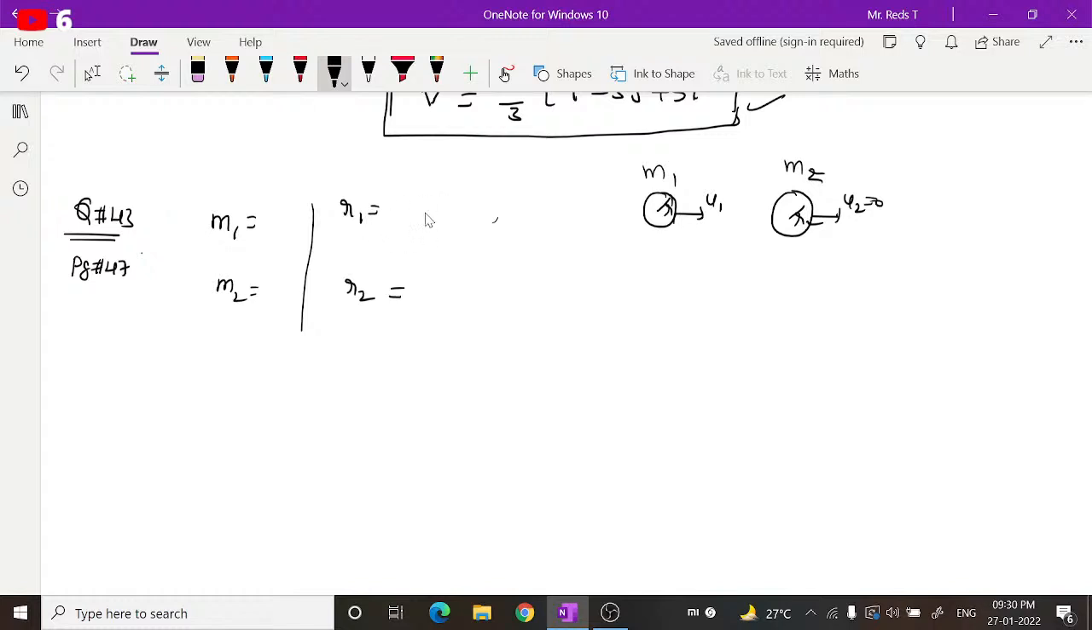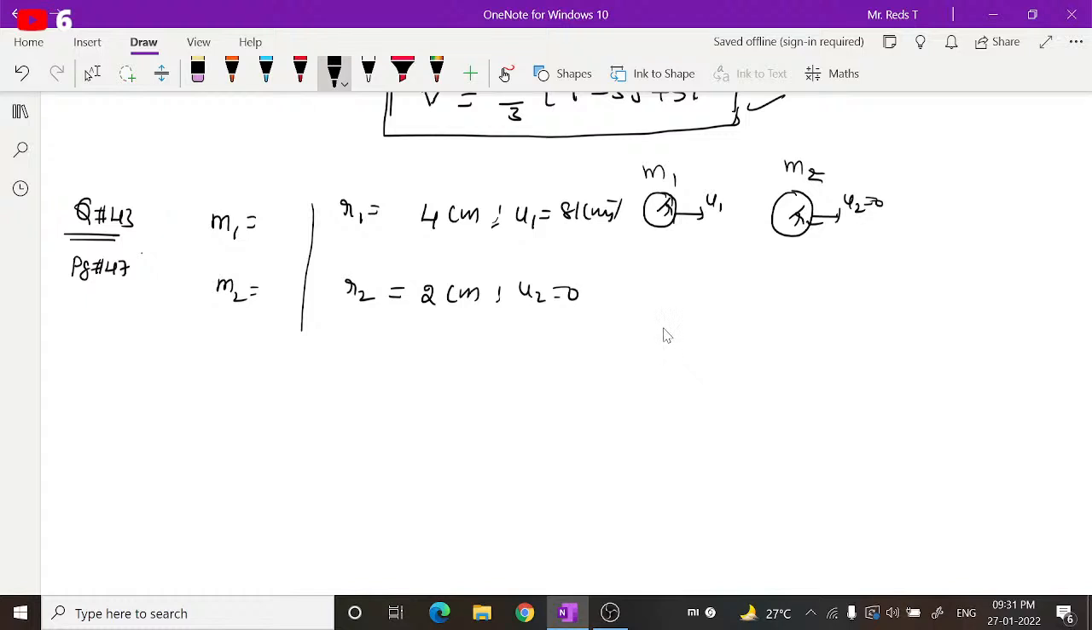Its radius is r1. The one which is at rest has radius 2 centimeters, so r2 equals 2 centimeters. The one moving with velocity of 81 centimeter per second has radius of 4 centimeters, so r1 equals 4 centimeters, u1 equals 81 centimeter per second, and u2 equals 0, it is at rest. Then they undergo collision elastically. In a perfectly inelastic collision they stick together and move with a common velocity, as we discussed in the previous questions.